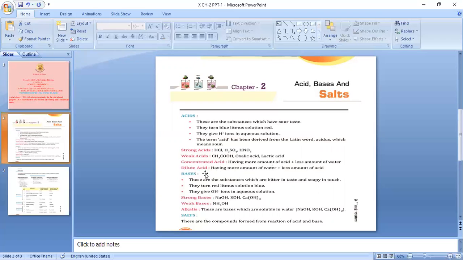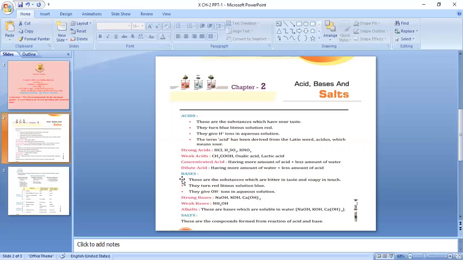Now dilute acid, it is the sample of acid which will contain more amount of water and less amount of acid. So this classification into concentrated and dilute is based on the amount of acid and water present in the given sample. Now let's talk of bases.